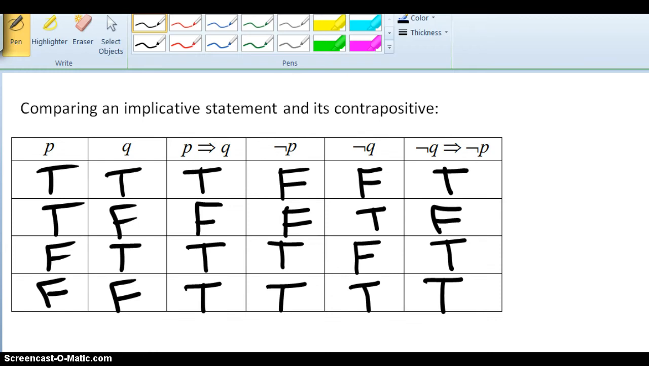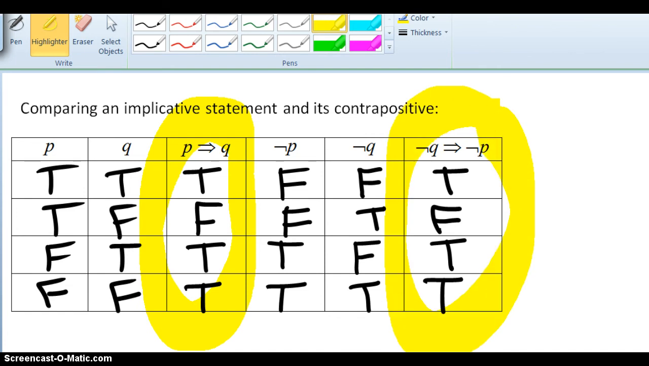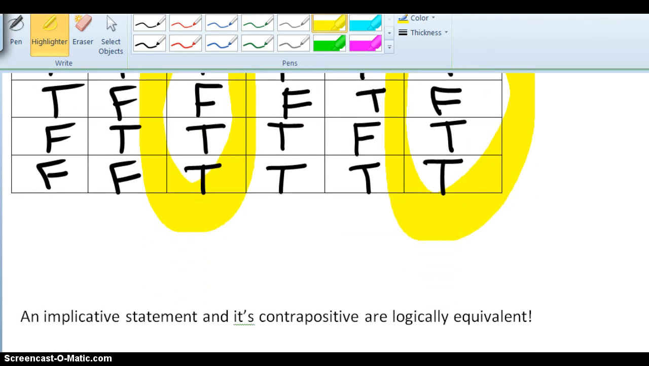Alrighty, so I filled it in here. Did you notice? I'll bet you did. Did you notice that comparing an implicative statement and its contrapositive, here's the implicative statement, here's the contrapositive, what do you see? Do you see that they only have a false in the second row there? They are in fact logically equivalent. So, again, an implicative statement and its contrapositive are logically equivalent.